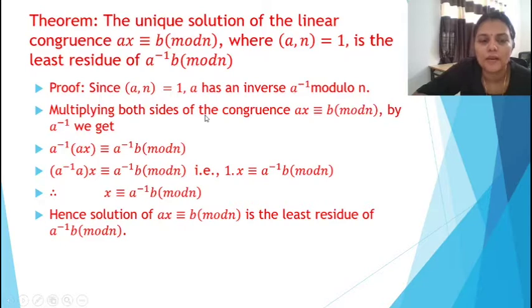We have to multiply both sides of the congruence ax ≡ b (mod n) by a⁻¹. We get a⁻¹ · ax ≡ a⁻¹b (mod n). Now, by associativity, a⁻¹a times x ≡ a⁻¹b (mod n). a⁻¹a is equal to 1, so 1 times x ≡ a⁻¹b (mod n). Then x ≡ a⁻¹b (mod n). Hence, the solution of ax ≡ b (mod n) is the least residue of a⁻¹b mod n.